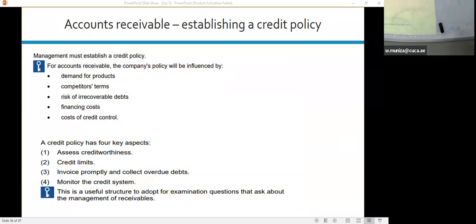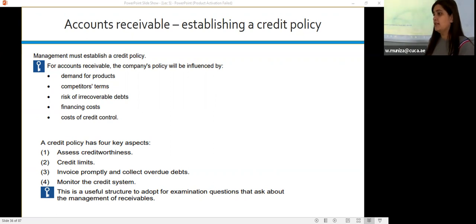Okay, now, students, whenever the organizations are trying to receive the amount back from the receivables, it means that they have to work on their credit policy. It means that they are trying to become more liquid. Am I right? When the organizations do try to work on their profitability, they do give extended credit limits. So the profitability is going to be increased. So they say management established a credit policy for accounts receivables. The company's policy will be influenced by the demand for the products, competitors' items, risk of irrecoverable debts, financing costs, and cost of credit control.